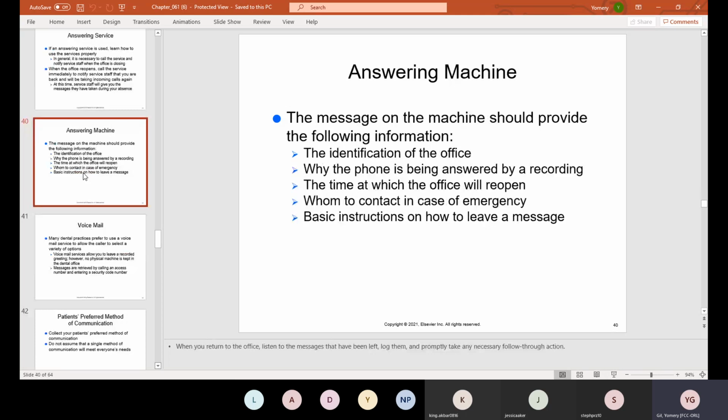The message on the machine should provide the following information: the identification of the office, and why the phone is being answered by a recording. Usually it'll say you have reached us after our office is closed, our office hours are, et cetera, or sometimes when people are out to lunch, they'll receive a message on the answering machine. The time at which the office will reopen, whom to contact in case of an emergency. Some recordings usually say, if this is an emergency, please hang up and call 911, and basic instructions on how to leave a message.